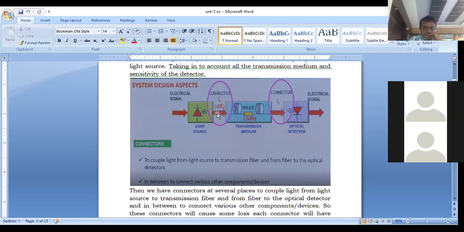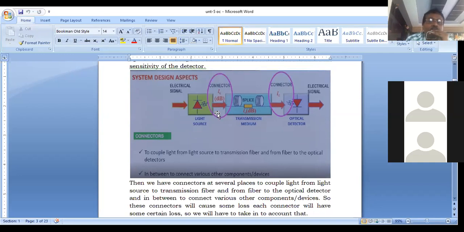Each splice has a loss of 1 dB. That means in the 10-kilometer range of optical fiber, there are 4 splices, each having 1 dB, so 4 into 1 dB, that is 4 dB loss. That is a consideration.